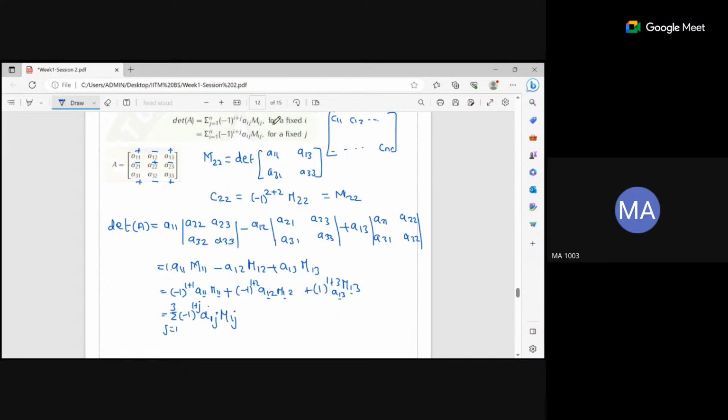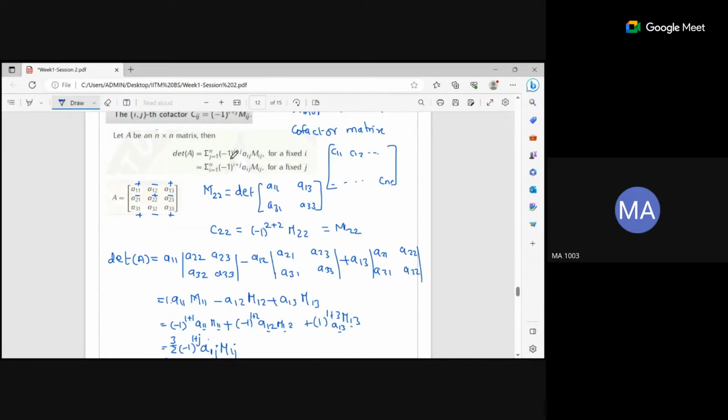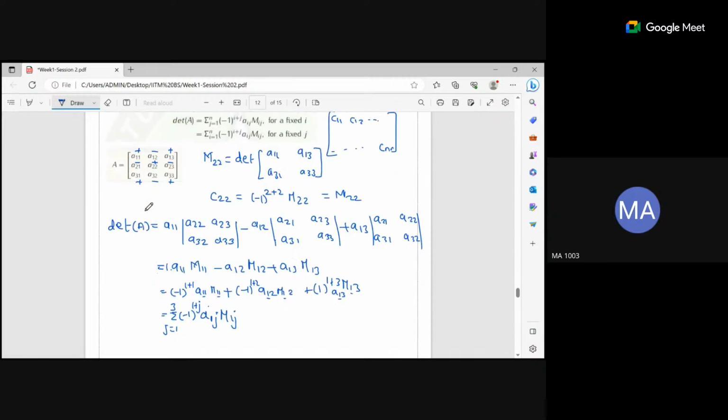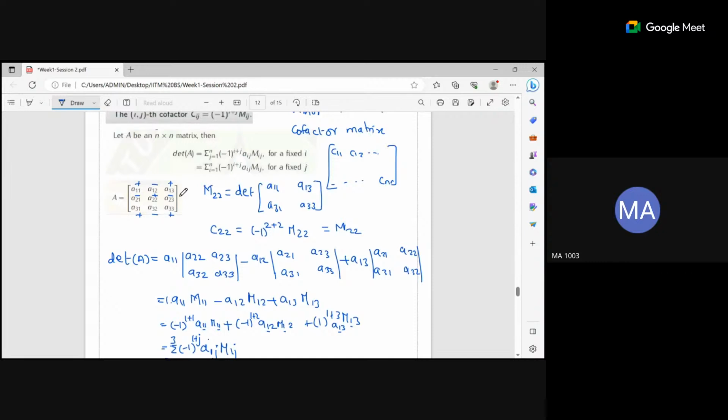So you see that determinant of A is summation j equal to 1 to n, minus 1 power i plus j, a_ij, M_ij. So the fixed i I have considered here is that 1. So instead of this 1, you can write the same formula with 2 or 3. This is a 3 by 3 matrix, so 1, 2, 3 are the possibilities. Also you can vary your i by keeping your j fixed. That means you are calculating the determinant by starting with a column instead of a row.